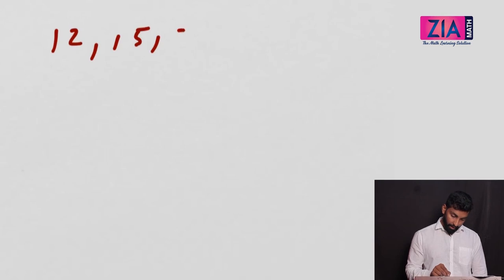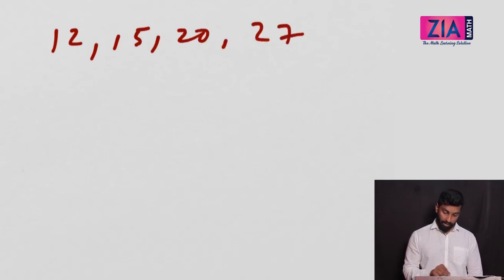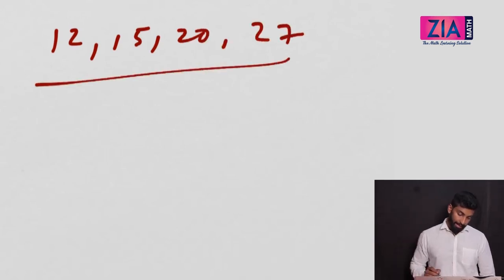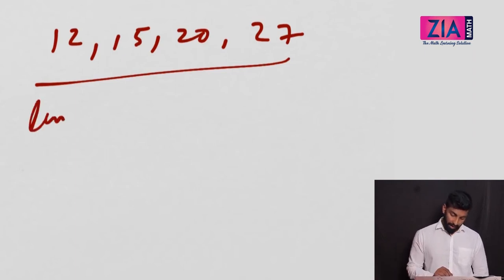What do you need to find out? You need to find the least number exactly divisible by 12, 15, 20 and 27, right? The least number exactly divisible by 12, 15, 20 and 27 means you need to find the LCM, right?